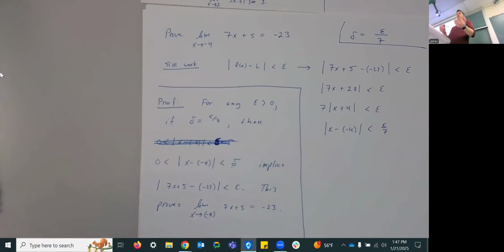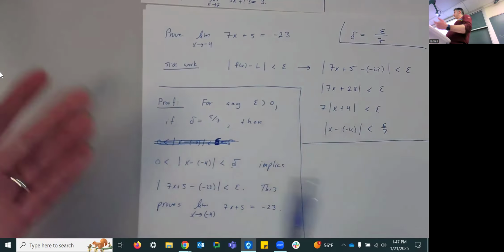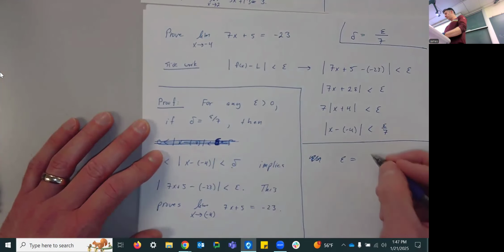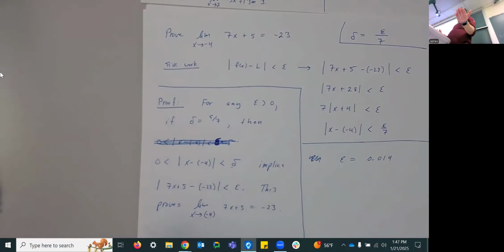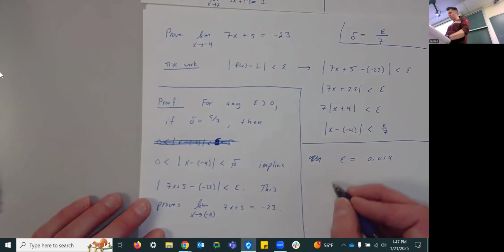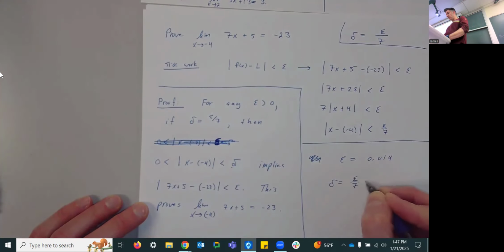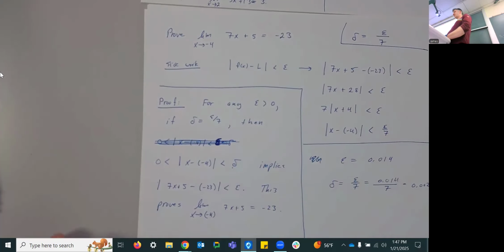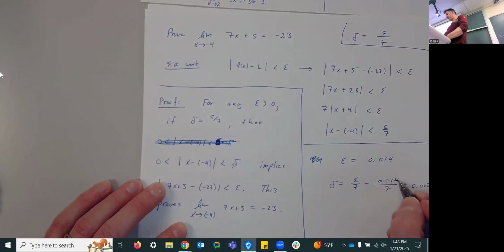Right. So a lot of times, especially in web work problems, it's hard to ask you to write a proof here. For example, if they gave us epsilon equal to, I don't know, 0.014, and they asked you to find the delta so that the function was that close to the limit value. Well, this work we've done tells us that delta must be epsilon divided by 7, which is 0.014 divided by 7, which is 0.002. And obviously I picked a number that's easy to divide by 7. But if it doesn't divide nicely, you could just leave it like that.